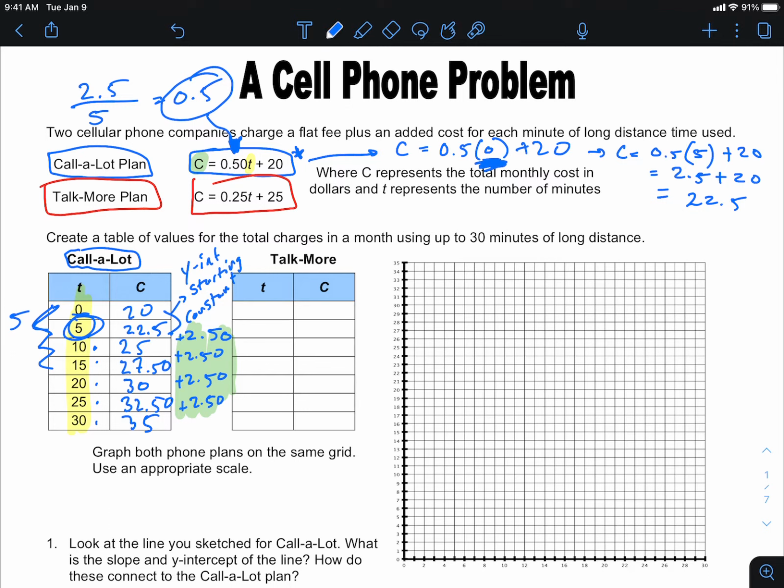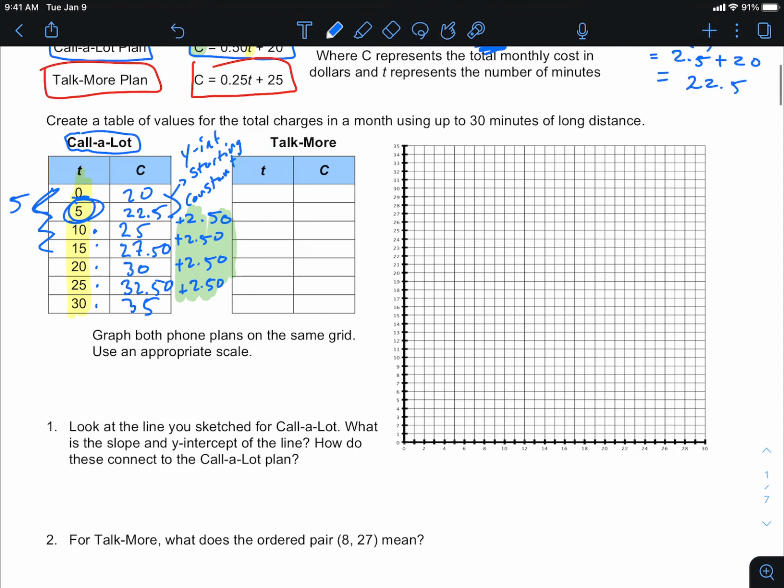So we're going to say, okay, when I talk on the phone for 0 minutes, right? We got to label our axes. Sorry, let's not get carried away. So down here, this is going to be time in minutes, right? And along the y-axis, we're going to have cost, right, in dollars. And we call these, the cost depends on the time, right? So this is the dependent.